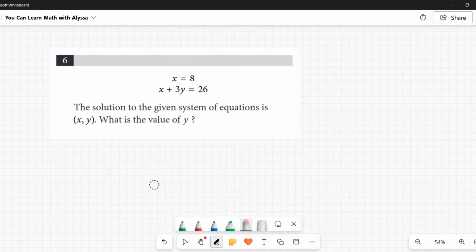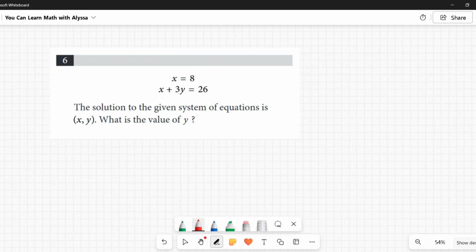Number 6, x equals 8 and x plus 3y equals 26. The solution to the given system of equations is x and y. What is the value of y? A lot of times when we have a system of equations, we may want to look at it and try to figure out, is it best to graph it? Is it best to use elimination or substitution? Anytime you have something like this where one of the two coordinates of the solution, the x and y, the ordered pair of the solution, x and y, is given, just use substitution. Honestly, I think it'll be quicker than typing this into a calculator. But if you want to, put it in a calculator, hey, I ain't going to stop you. Do what you want to do.